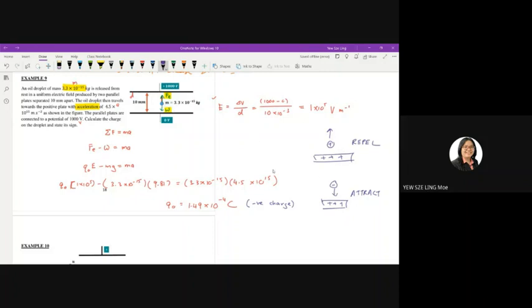All right, so again, I give you 2 minutes to write down the solutions. If you want, you can also sketch this diagram so that you understand how I know that this oil droplet is a negative charge. So 2 minutes for you to write it down before we proceed to the final questions. If you are done, of course, you may try example 10 first. Kamu boleh coba example 10 dulu kalau kamu nak, kalau dah siap example 9.